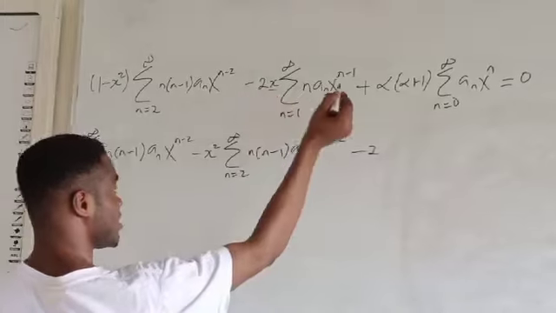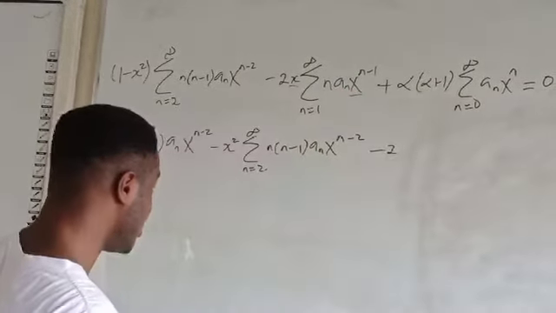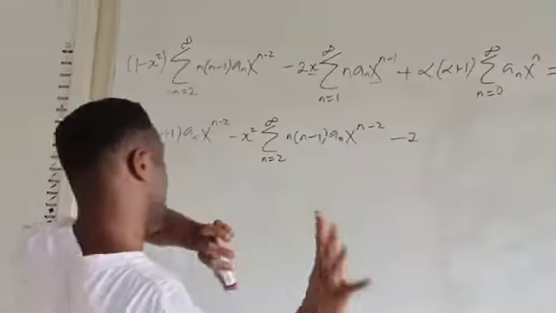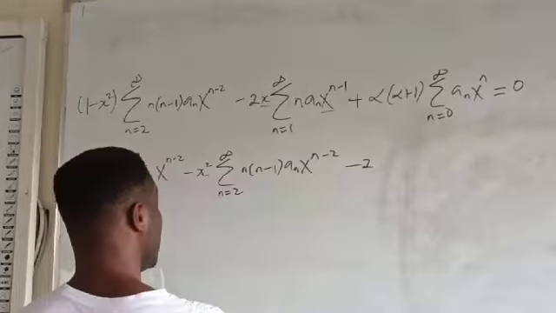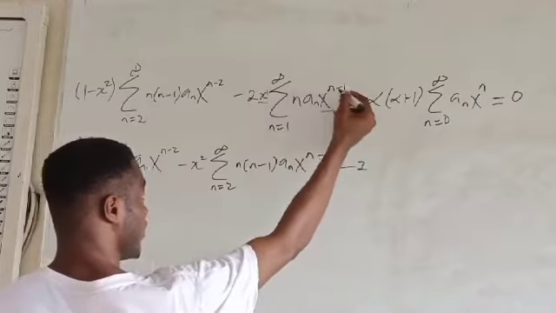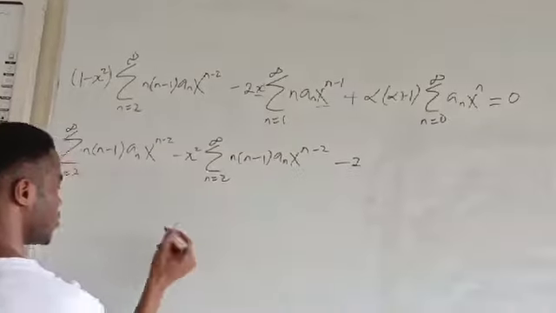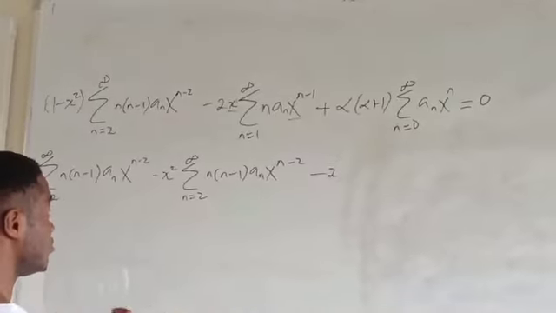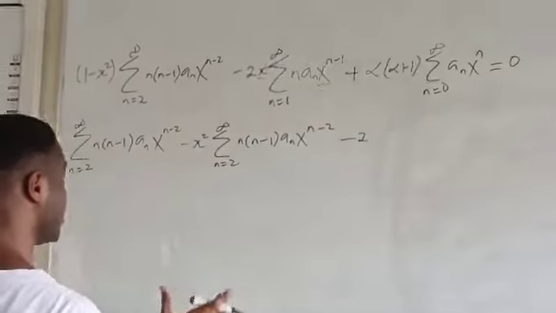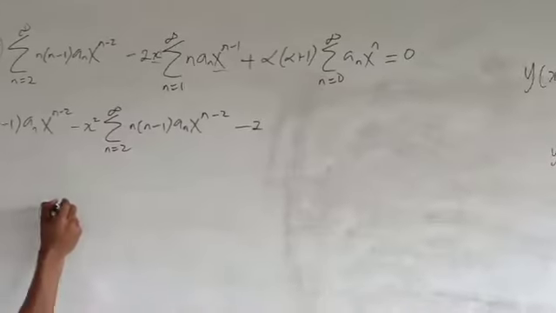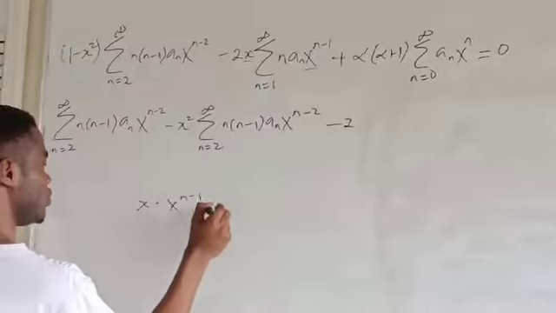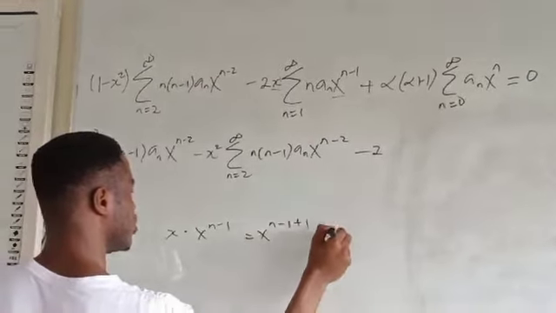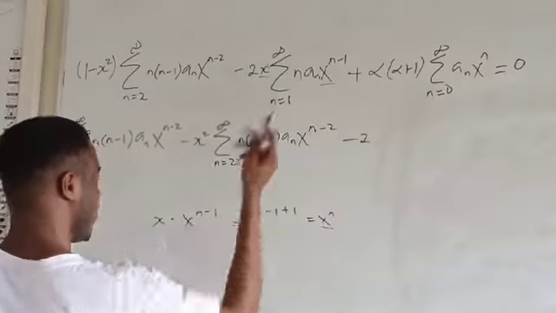So I have negative 2. Now if you look, we have x here, and we have x here. Using the laws of indices, which state that when you have the same base, you add their powers: the power of x here is 1, and the power of x here is n minus 1. So using the multiplication law of indices, when the bases are the same, you add their powers. So x being multiplied by x to the power n minus 1 gives you x to the power of n minus 1 plus 1, which gives us x to the power of n. This is what you're going to have afterwards.